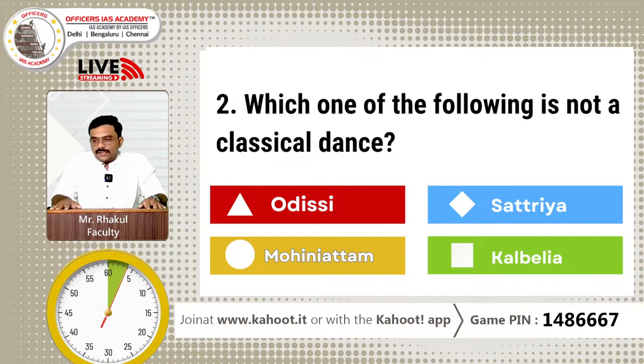Second question of the quiz: which one of the following is not a classical dance? Option A is Odissi, option B is Satriya, option C is Mohiniyattam, option D is Kalbelia. This is another 30 second question. Be fast, answer properly. You have 10 more seconds. I repeat the question: which one of the following is not a classical dance? Odissi, Satriya, Mohiniyattam, Kalbelia. Last 2 seconds, 1, 0, time's up.